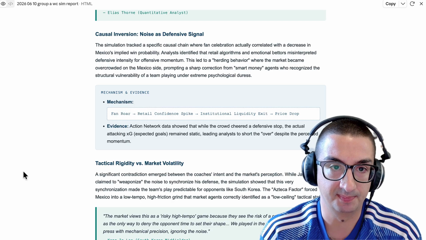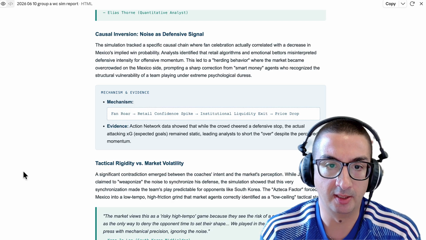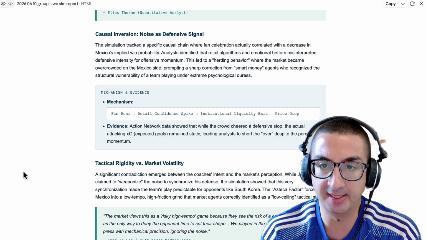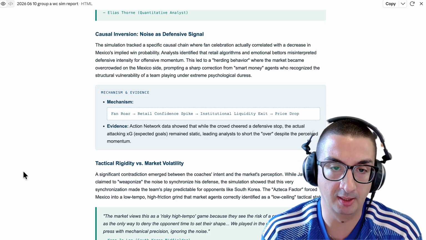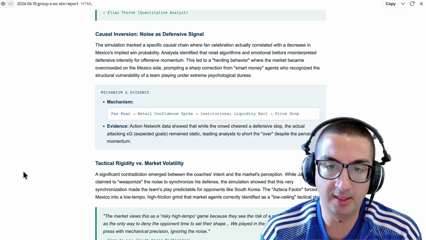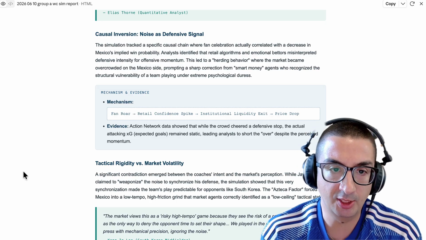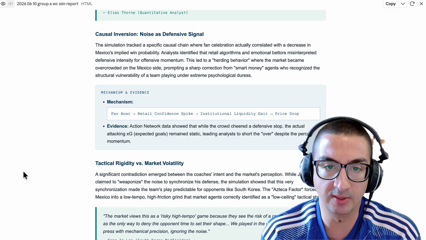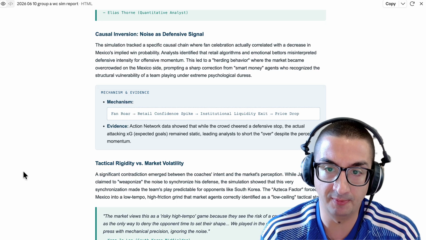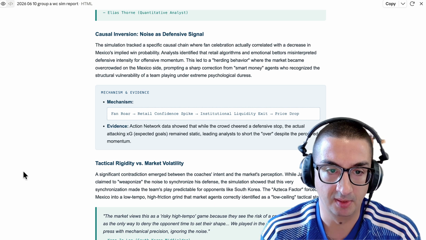Mechanism and evidence. Mechanism: fan roar leads to retail confidence spike, that leads to institutional liquidity exit, that leads to the drop in price. Evidence: Action Network data show that while the crowd cheered a defensive stop, the actual attacking xG, expected goals, remained static, leading analysts to short the over despite the perceived momentum.